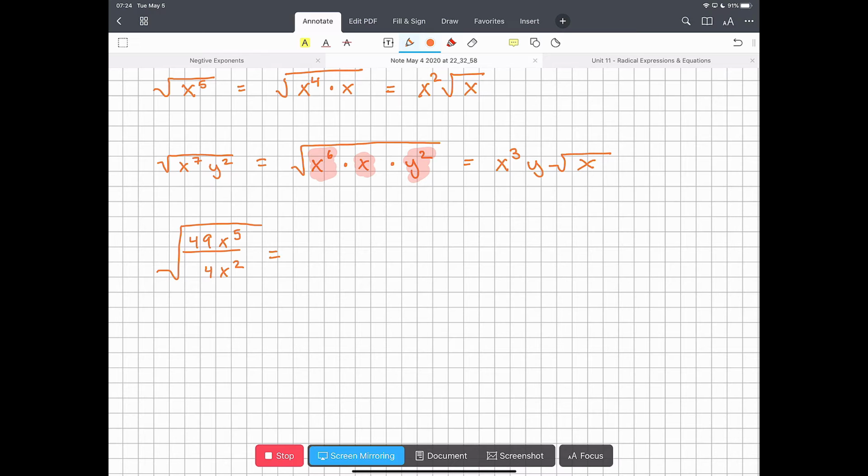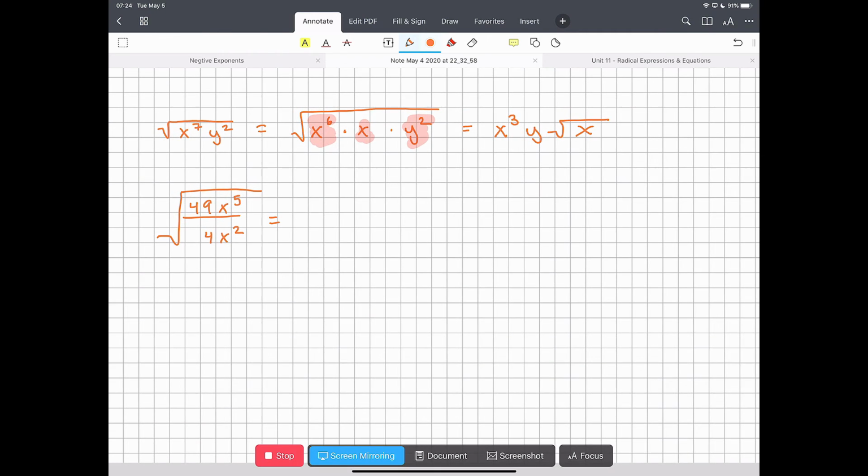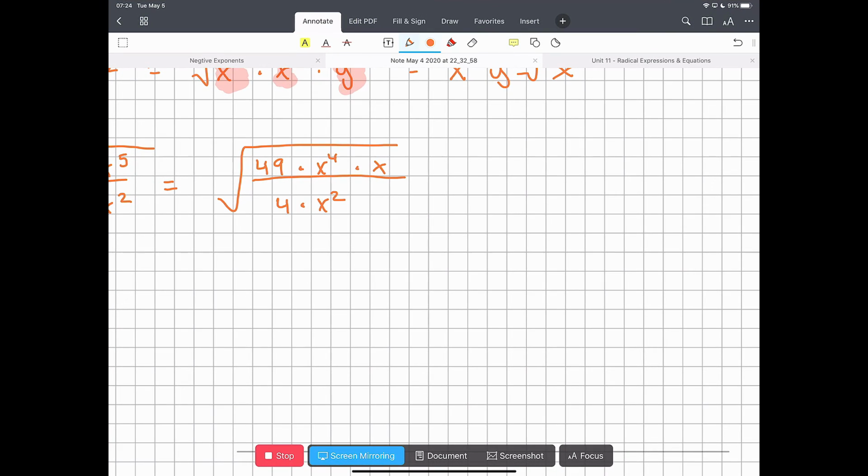Lastly, we may get a problem in fraction form, but we handle this the exact same way as all the others. So I'm looking for the square root of 49 times x to the fifth over 4 times x squared. Well, in this case, I'm just going to rewrite this out first. So this is 49 times x to the fourth times x. That's my numerator. And on the bottom, we've got 4 times x squared. So I'm just breaking out the numerator and denominator to look for perfect squares. So now we can go ahead and simplify.